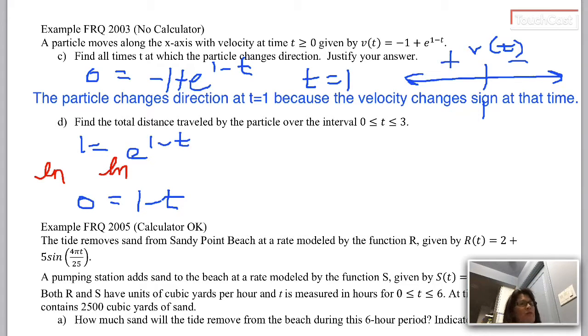All right, now I need the total distance traveled by the particle over this interval. Remember, for total distance traveled, I'd want to integrate the absolute value of velocity, which is super easy to do in the calculator section, but on the non-calculator section, I'm going to have to split this up on my own. I know the velocity is positive from 0 to 1 and negative after 1. So I'm going to integrate from 0 to 1, my positive velocity, to get that distance traveled. I'm going to integrate from 1 to 3. The result is going to be negative, so I'm going to take the absolute value of my result. I'm going to add those two positive values together and get my total distance traveled.